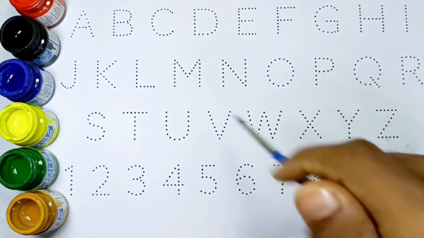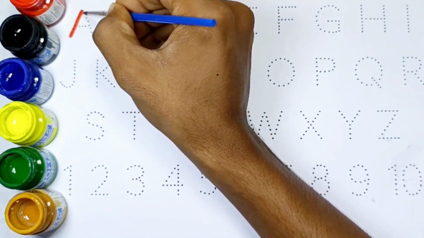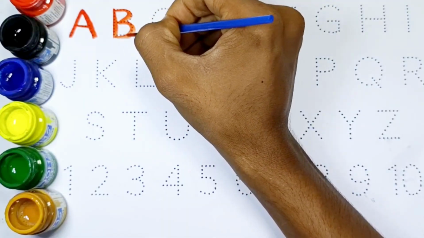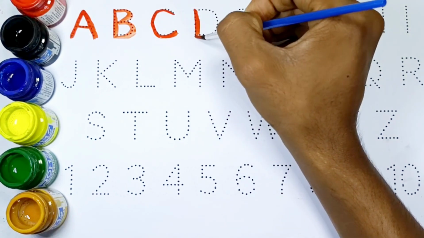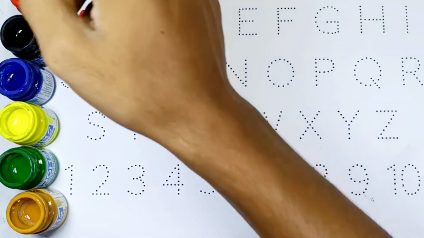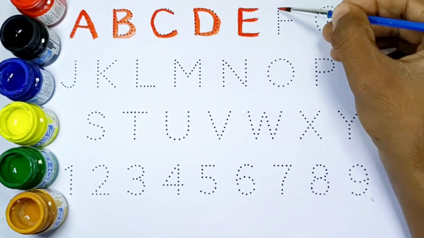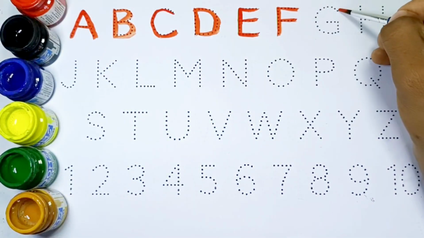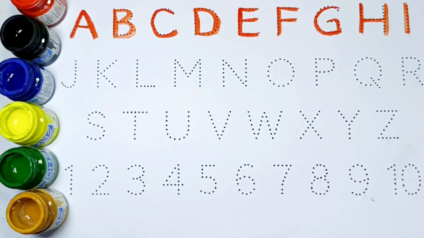So kids, now you draw A and use red color. A for apple. B for ball. C for cat. D for dog. E for elephant. F for fish. G for goat. H for helicopter. I for ice cream.